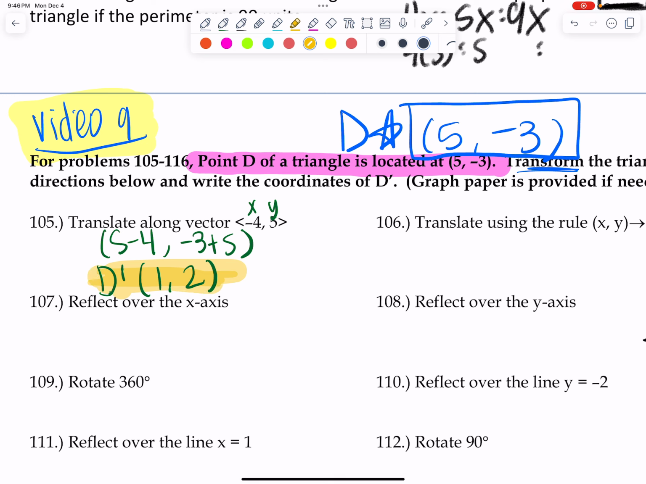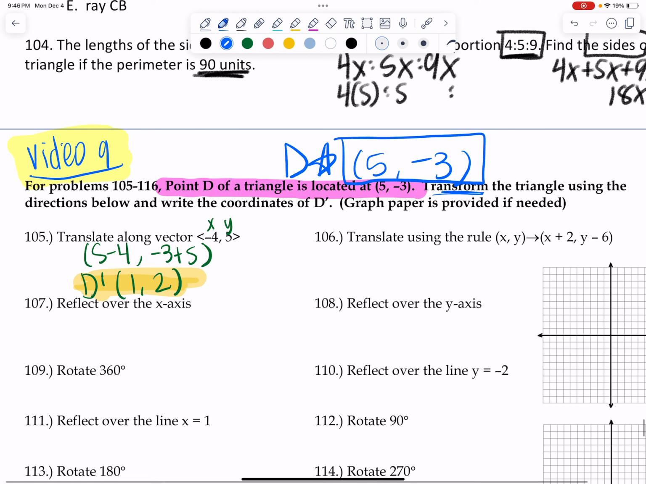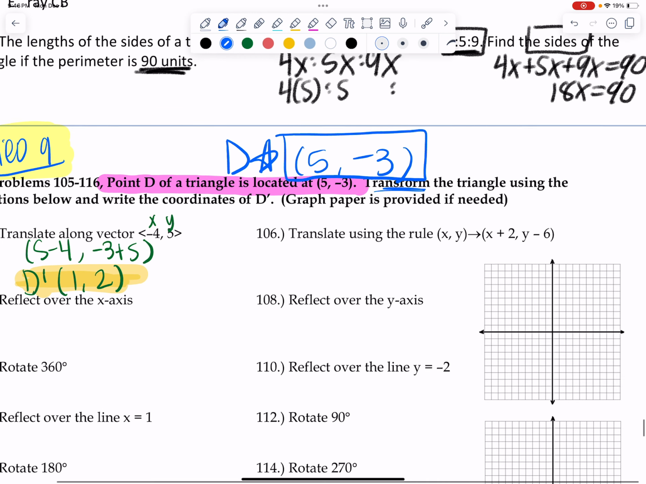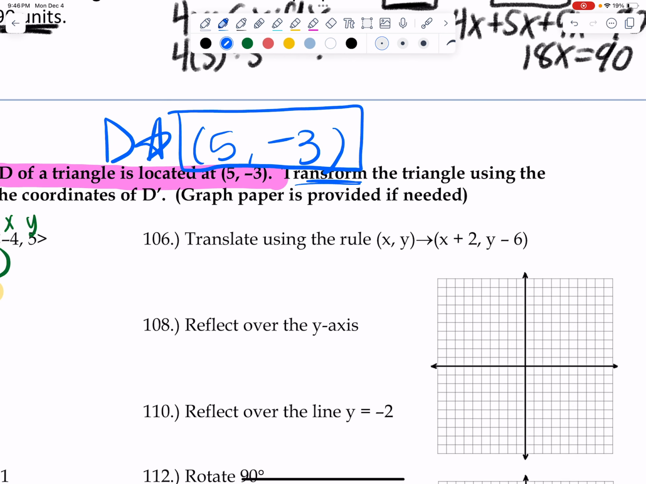But what if we wanted to take D and instead of doing a translation along that vector, what if we wanted to reflect it over the x-axis? You know what? Let's go ahead and go to number 106. 106, because this is very similar, this is just instead of being written in vector form, it's written a little bit differently. Translate using this rule.